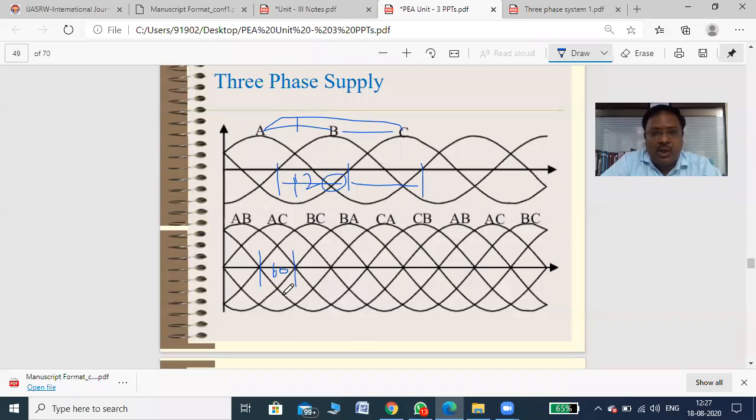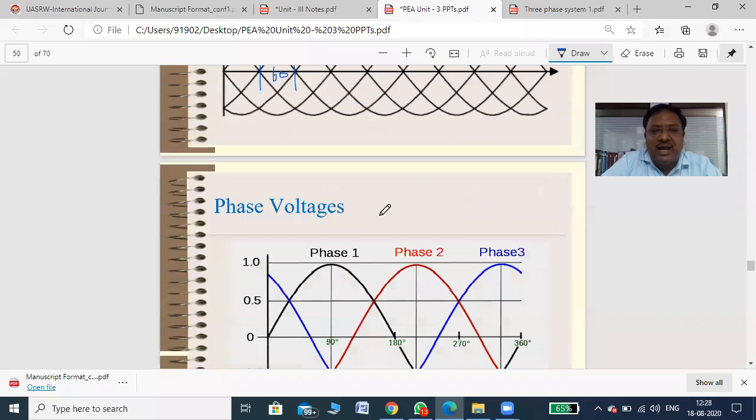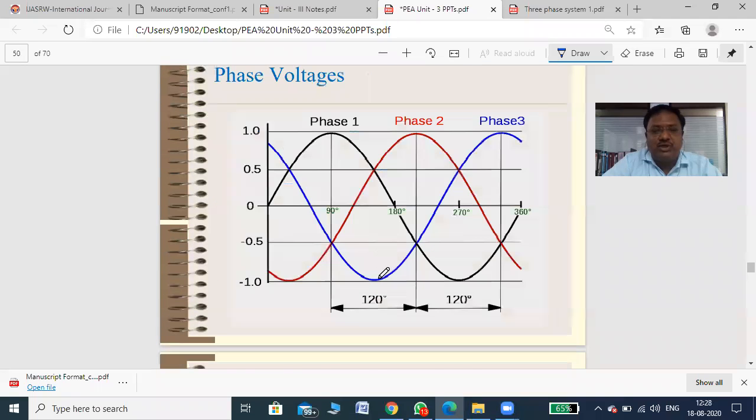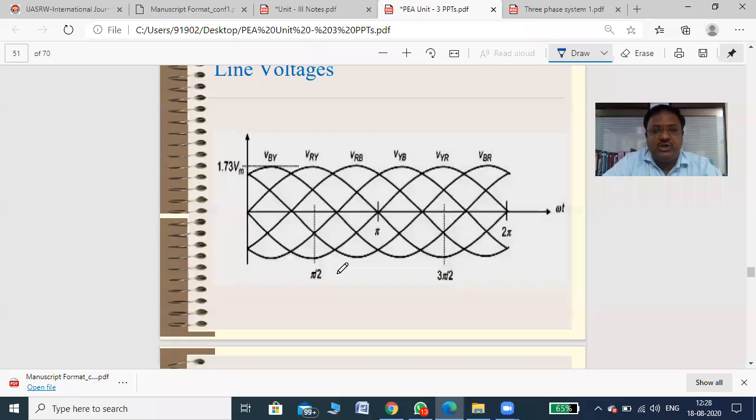Remember this thing. Okay, so these are called line voltages, and these are called phase voltages. Again, the phase voltage and line voltages are given separately here just for your understanding, which are called VBY, VRY, VRB. Right?